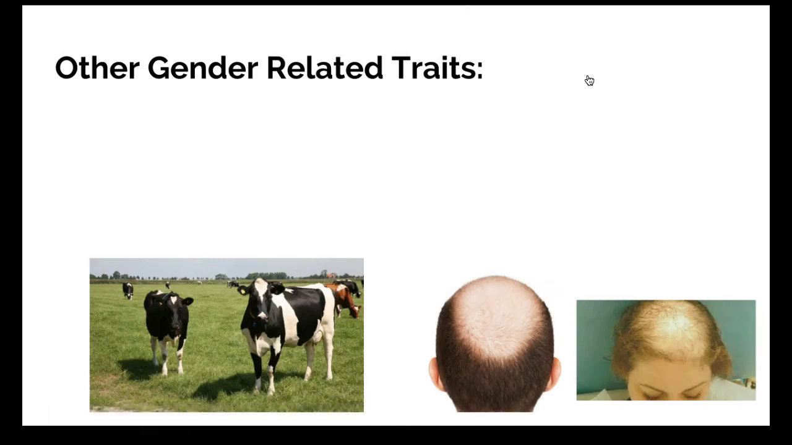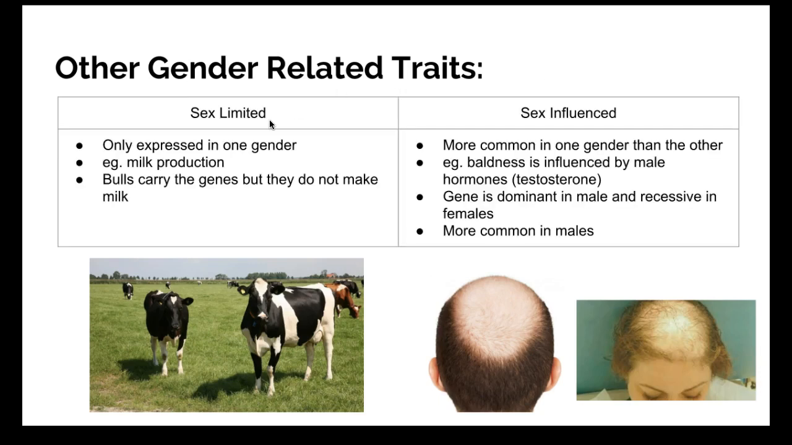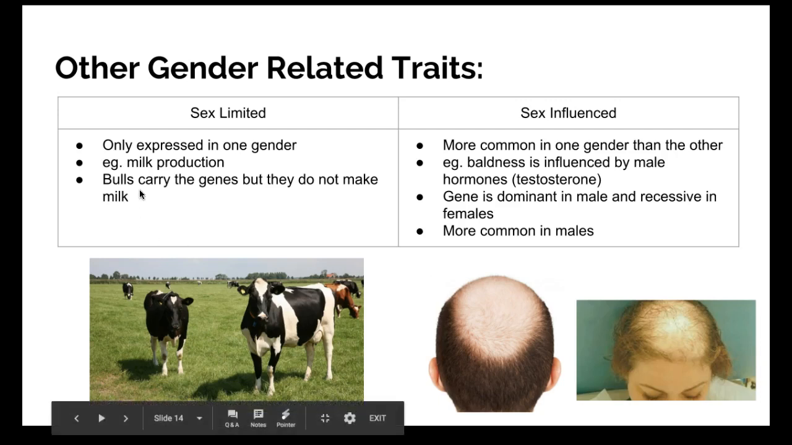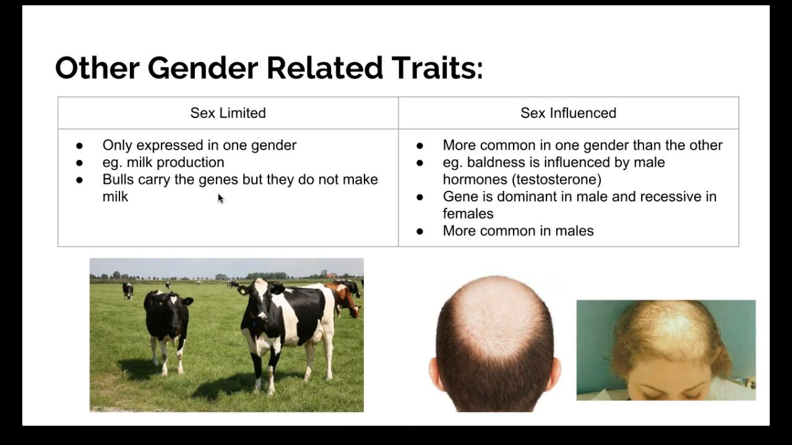I just have a couple more things to talk about that I couldn't quite finish in my first video. This is talking about other traits that are related to gender, which includes sex-limited traits, which means it's limited to one sex. Both sexes can carry the genes, but it's only expressed in one of the genders. So we talk about milk production. In cows, for example, bulls actually do still have the genes to make milk, but they are not able to actually do that.